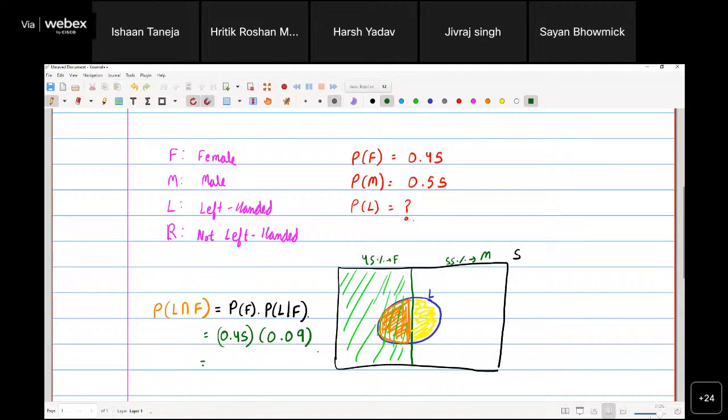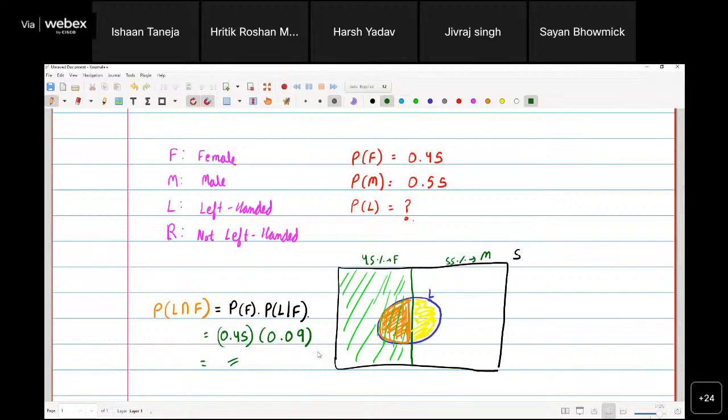Sir, there is some lag between switching the windows. Why not share your whole screen, sir, so that there is no lag? Okay, is it visible? Now it is visible, sir.